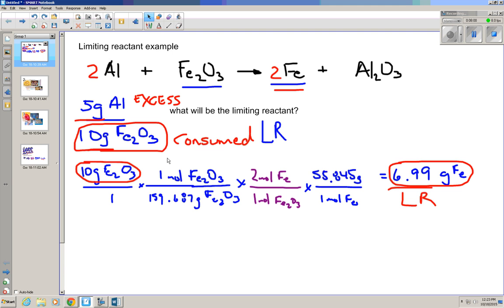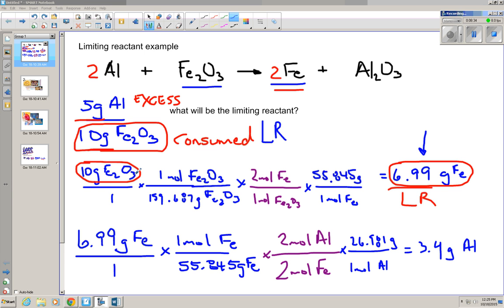Okay, so now when I do the last part, I want to determine exactly how much of my excess reactant I have. I have to start with what I finished up with here. If I say 6.99 grams of iron is what's actually formed, and this is, by the way, one way you can do this, I'm just showing you an example. If I start with 6.99 grams of iron, work your way back to find exactly how many grams of aluminum you would actually need. So see if you can do this process yourself right now, okay?